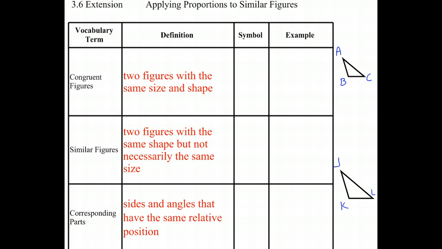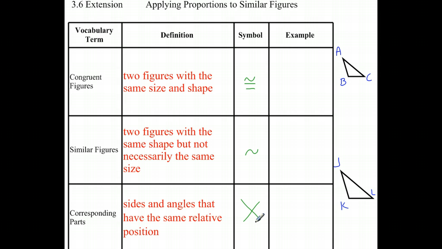Okay, hopefully you got those definitions down. Congruent figures: the symbol that we would use to indicate that two figures are congruent, we put an equal sign next to them and then with a little squiggly on top. The sign that we use to tell that two figures are similar, we put just the squiggly, no equal sign. And corresponding parts really doesn't have a symbol associated with it.